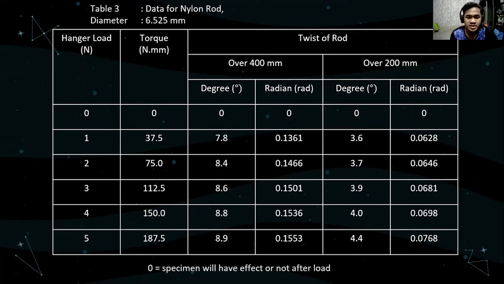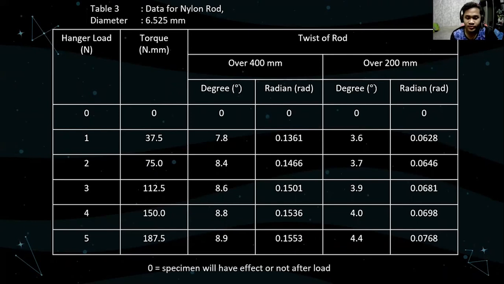Diameter of nano rod is 6.525 millimeter. So we got the regular load, Newton, cos piece of rod over 400 millimeter and over 200 millimeter. It's the same as the aluminum alloy rod.